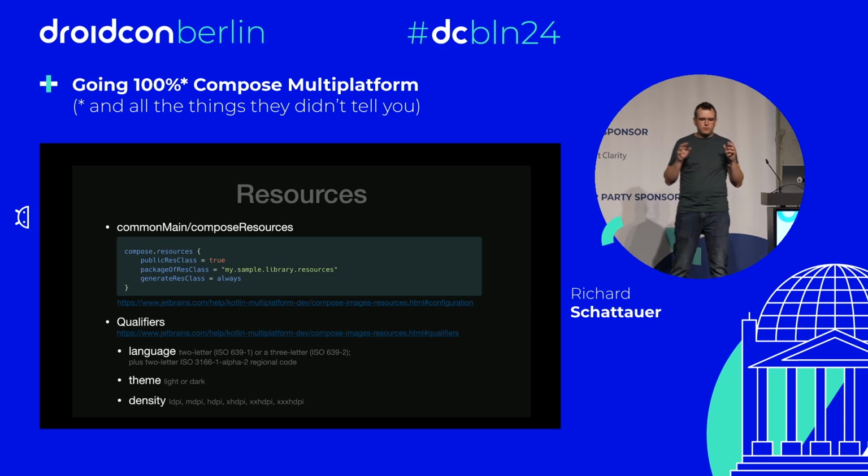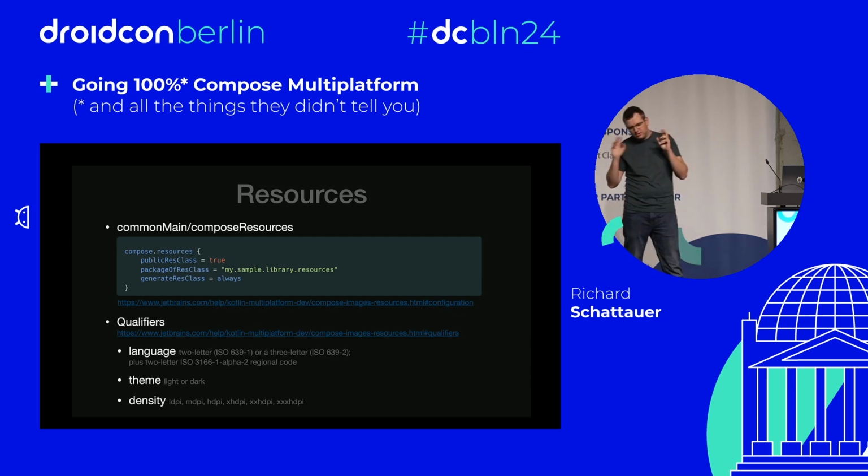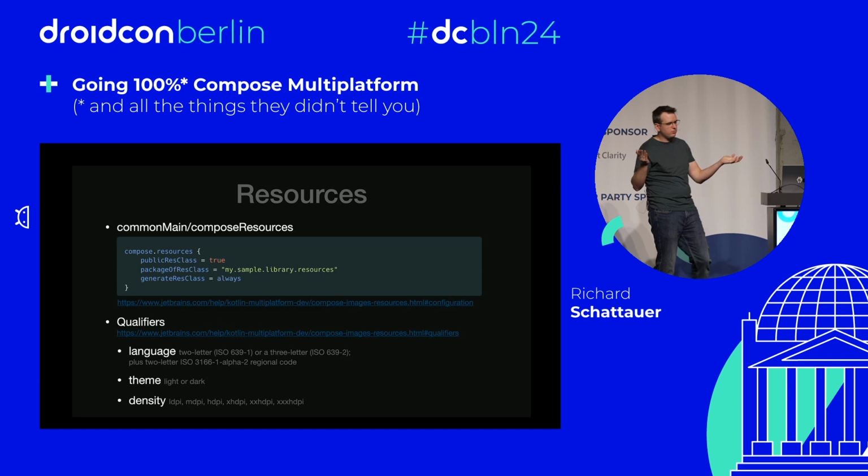Currently, there are only 3 qualifiers that Compose Multiplatform supports: one being language, theme, and the last one being density. Just a small catch-up or hiccup: the theme is light and dark, while on Android it's night and no night, I think.